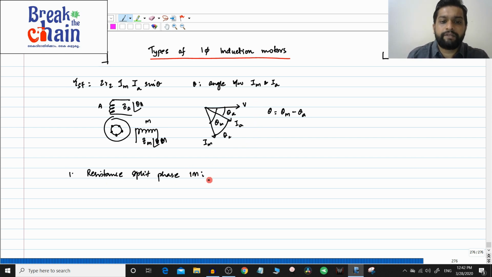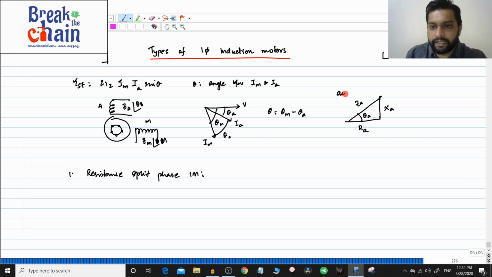So in a resistance split phase induction motor, you see this angle theta A, this ZA. Ultimately there is an impedance triangle for this, right? For example, the auxiliary winding will have an impedance triangle like this. So this is RA, this is XA, this is ZA, and this is the angle theta A. And for the main winding also, you can have an impedance triangle. So this is your Rm, this is your Xm, this is your Zm, and this is theta M.